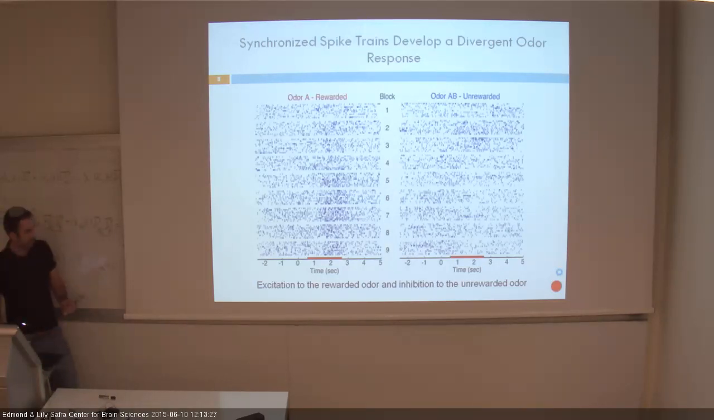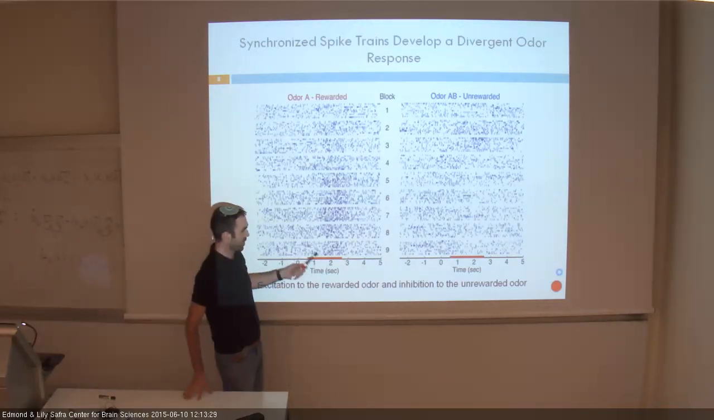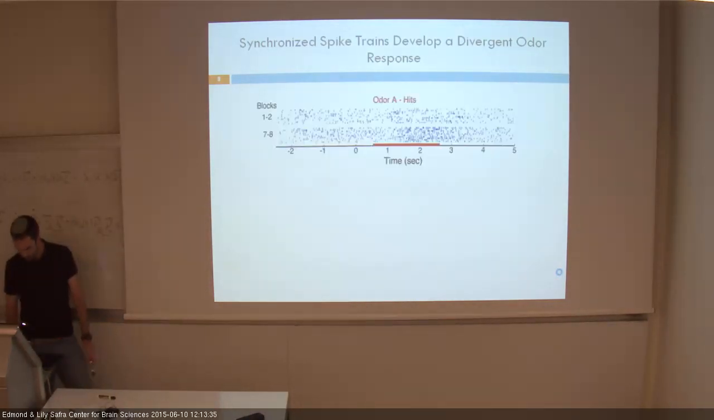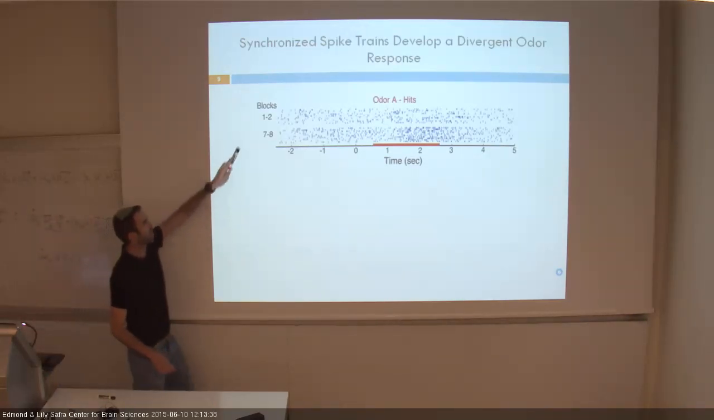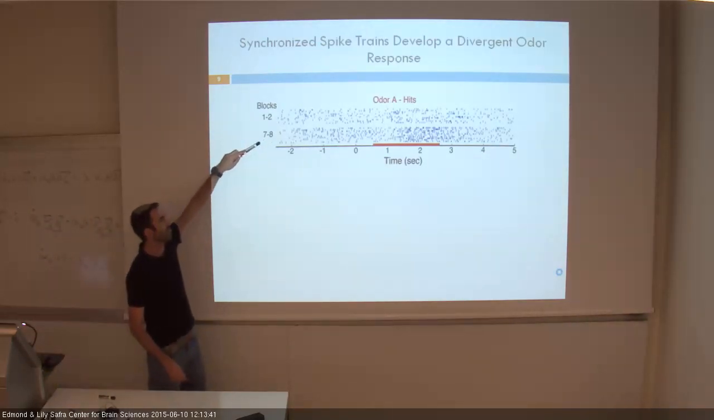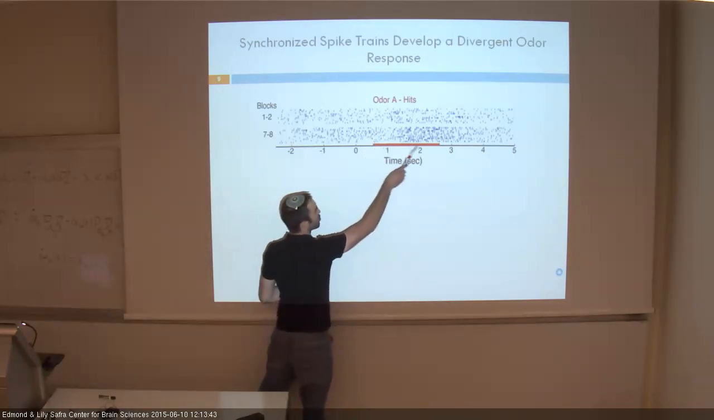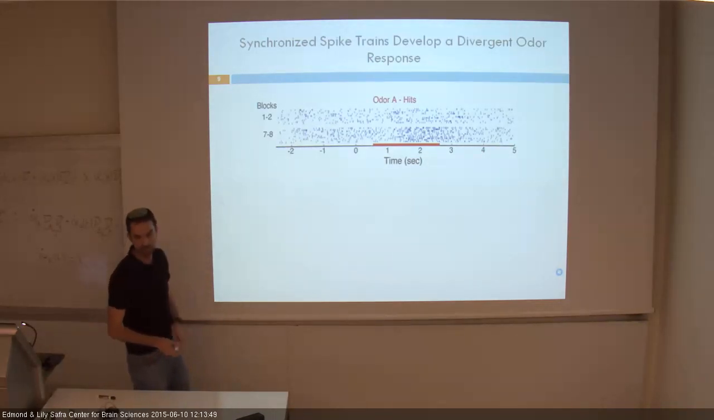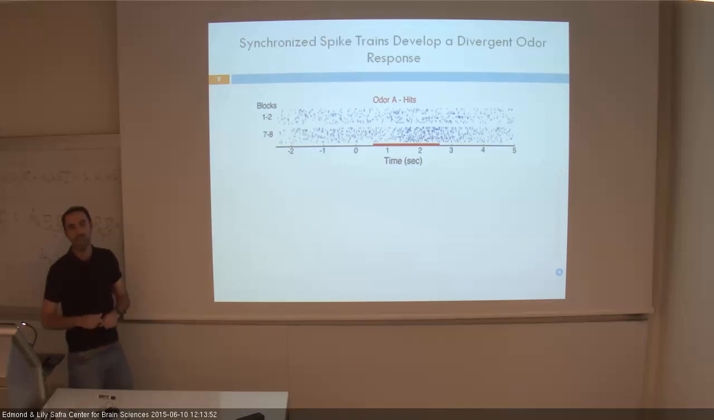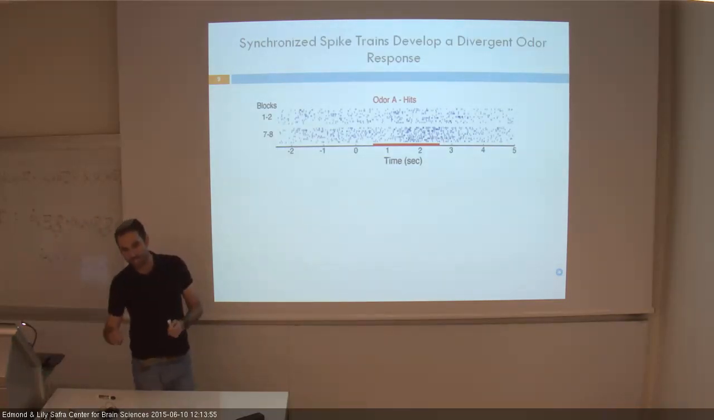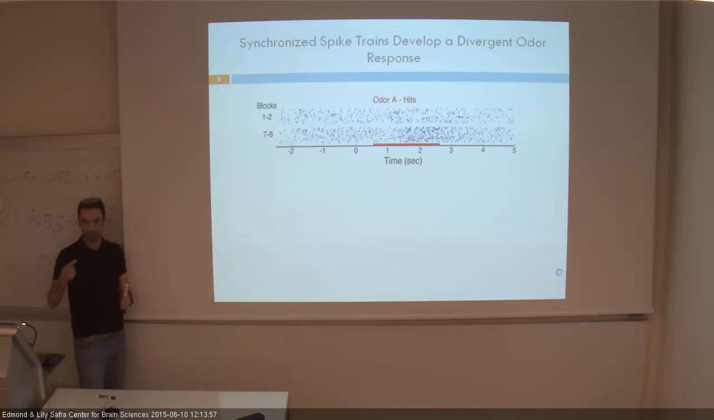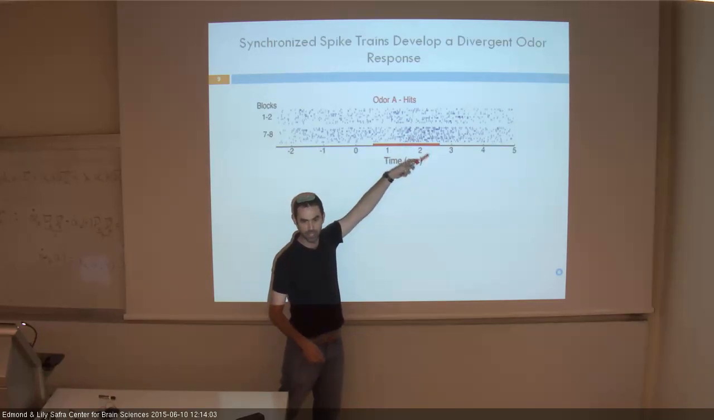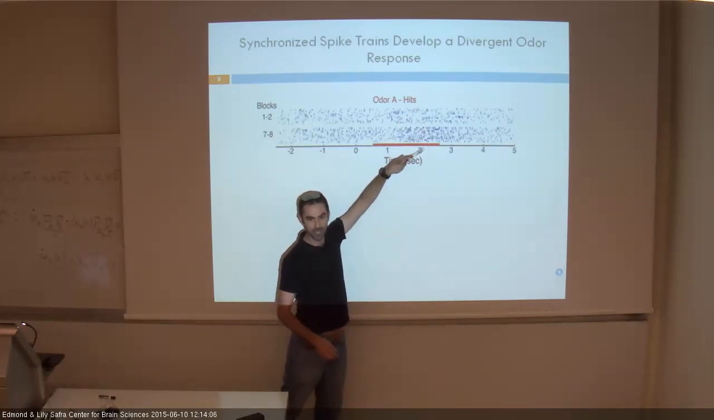What we said: excitation to the rewarded order, and inhibition or less excitation in the unrewarded order. Here we just compare, for example, blocks 1 and 2 and 7 and 8. Here's before he learned and here's after he learned. You can see there's more excitation in the 7 and 8 blocks compared to the first and second blocks. So it's excitation in the synchronized spikes. It means that there's more synchrony. The firing rate here is larger than the firing rate over here, right?